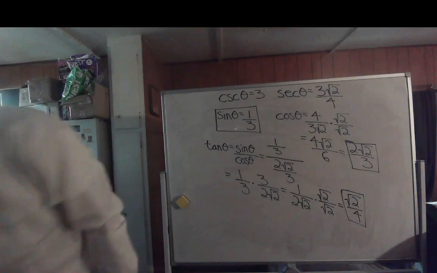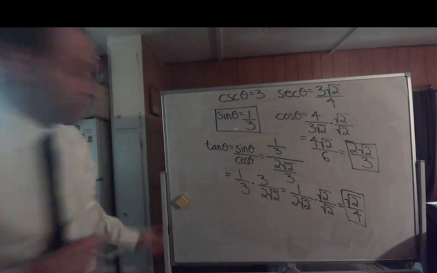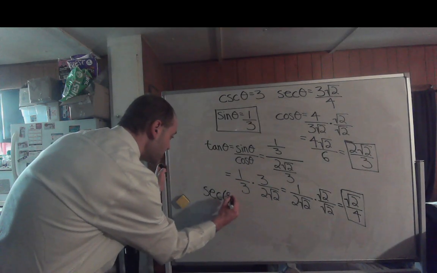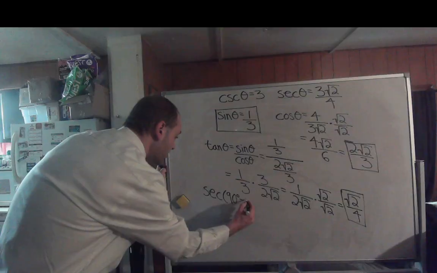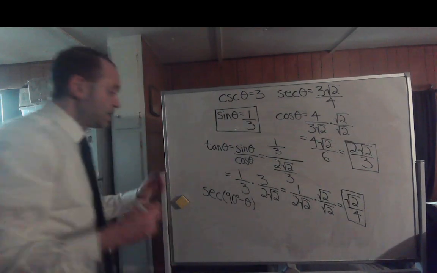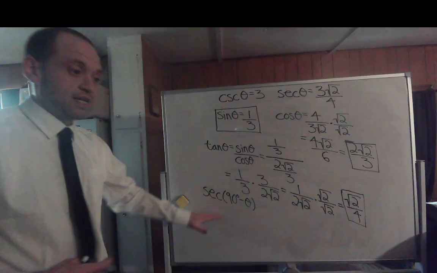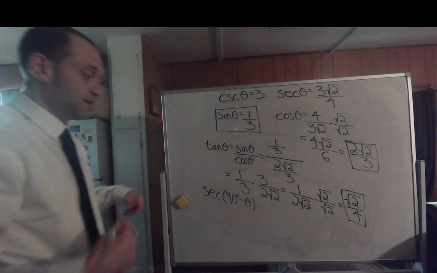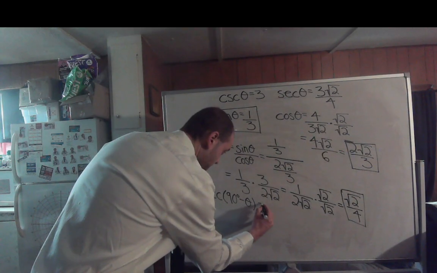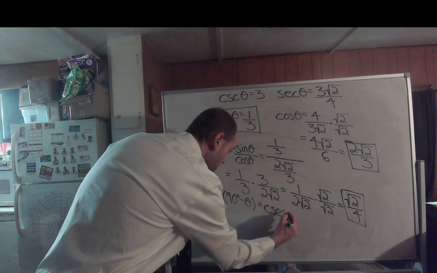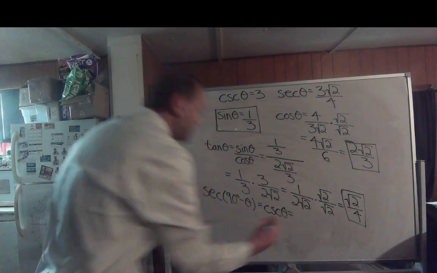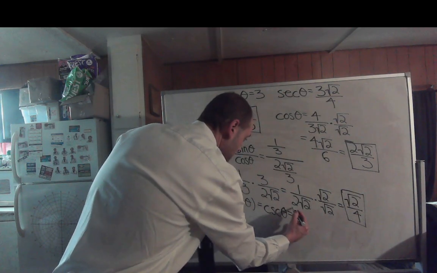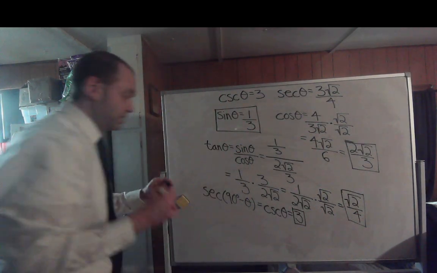Now here's what they're going to ask you. They're asking you for the secant of 90 degrees minus theta. This is a periodic identity. What's true about the secant of 90 minus theta? That equals the cosecant of theta. Well, we already have a value for the cosecant. That's just going to be 3. So the answer to that would be 3.